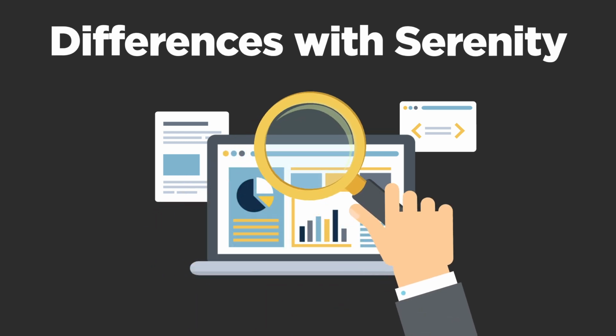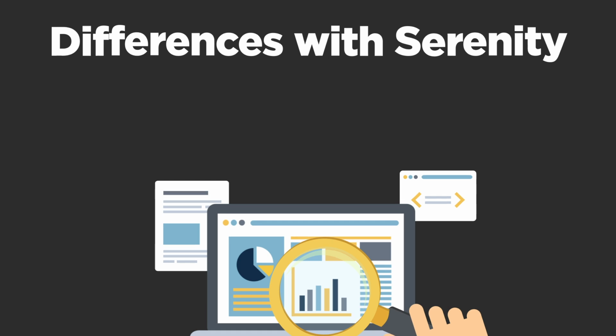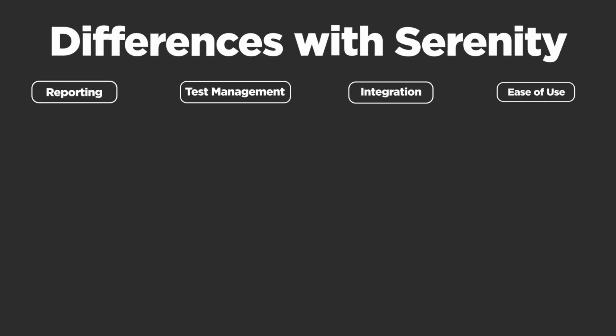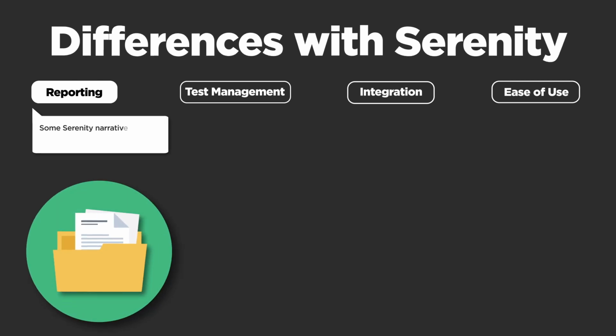Serenity and Cucumber are both popular choices for implementing BDD in Java, but they have some key differences. First of all, it's reporting. Serenity is known for its extensive reporting capabilities, providing detailed, narrative-style reports with screenshots and detailed logging. Cucumber's reports are more structured, but may lack some of Serenity's narrative elements.